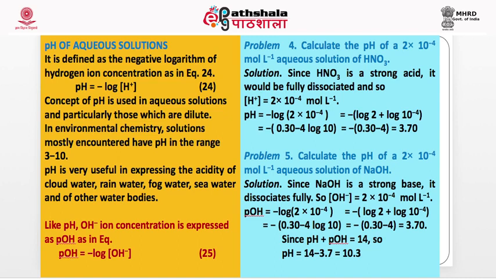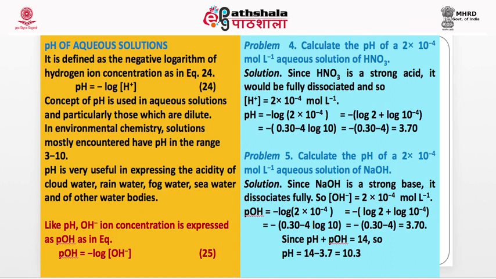Calculate the pH of a 2 into 10 to the power minus 4 mole per liter aqueous solution of NaOH. Remember, that was H ion, this is OH ion. NaOH is a strong base. It will fully dissociate. 2 into 10 to the power minus 4 mole per liter of NaOH will give you 2 into 10 to the power minus 4 mole per liter of OH ions. What is pOH? Look here, minus log 2 into 10 to the power minus 4. Just solve it, you will get 3.7.